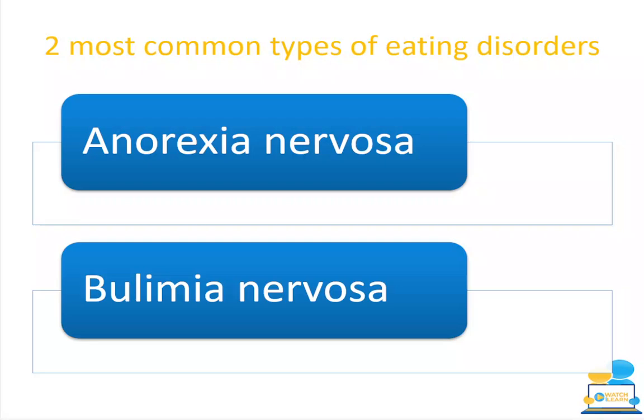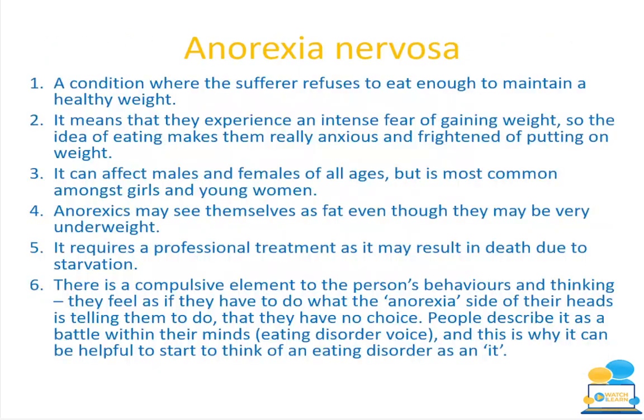So there are two most common types of eating disorders. There are many more, but for the junior cycle home ec specification, we only need to know the two most common. So in Ireland, they are anorexia nervosa and bulimia nervosa. So you need to be able to distinguish or tell the difference between the two of them.